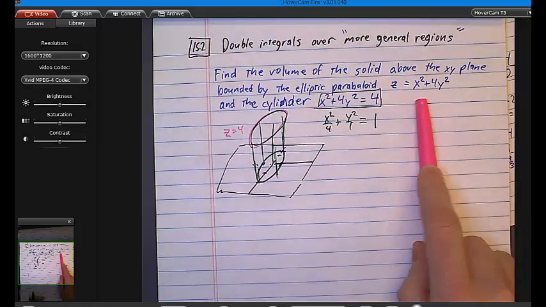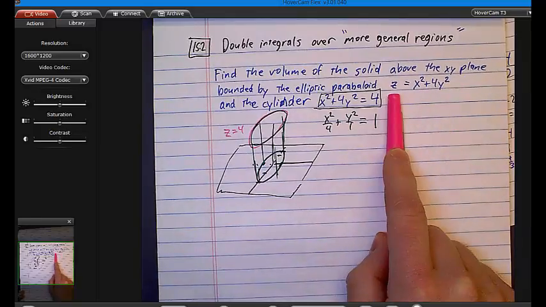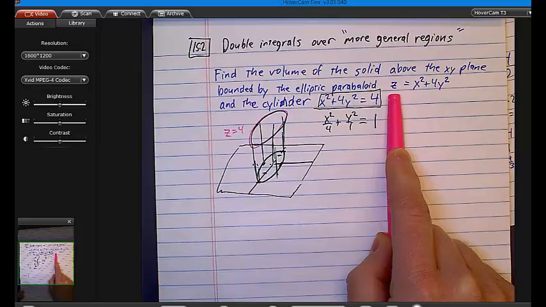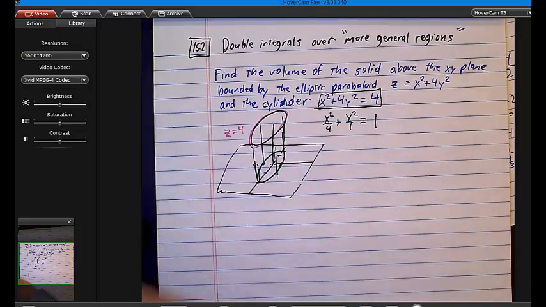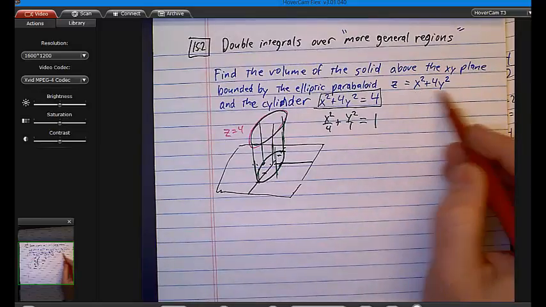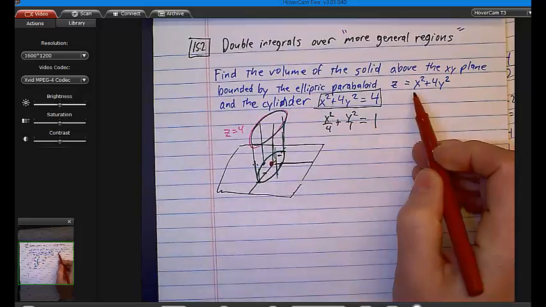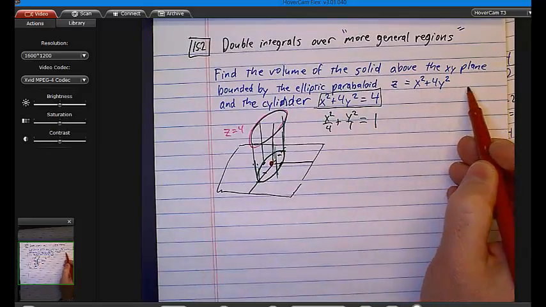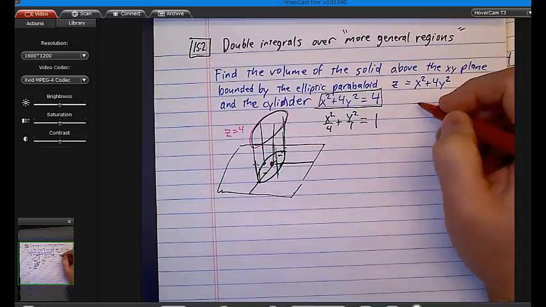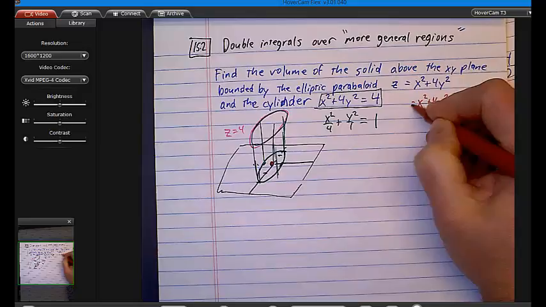Now, other things happen too, like what if x squared plus 4y squared equals 0? Well, the only solution would be 0, 0, right? So that would be here at the origin. Or if x squared plus 4y squared equals 1, let me think about that for a second. X squared plus 4y squared equals 1.